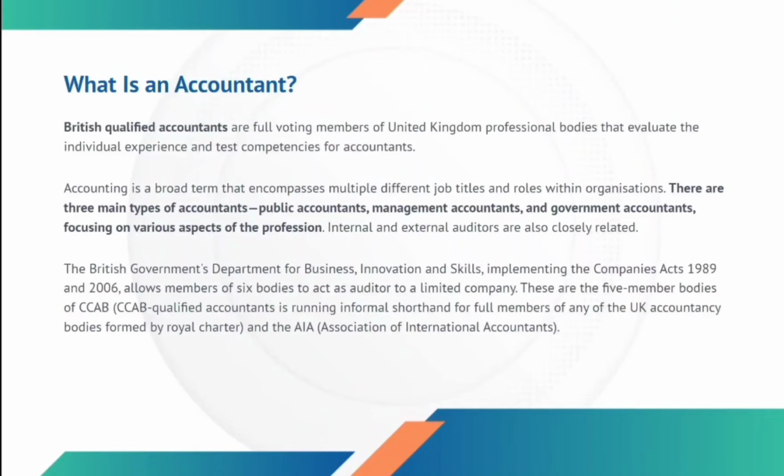The British government's Department for Business, Innovation, and Skills, implementing the Companies Acts 1989 and 2006, allows members of 6 bodies to act as auditor to a limited company. These are the 5-member bodies of CCAB. CCAB qualified accountants is running informal shorthand for full members of any of the UK accountancy bodies formed by Royal Charter, and the IA, Association of International Accountants.